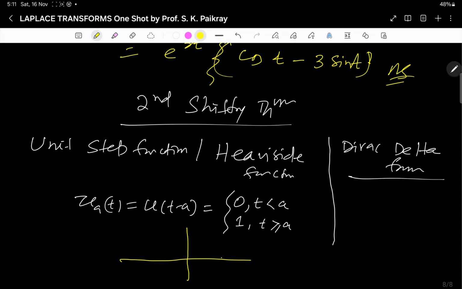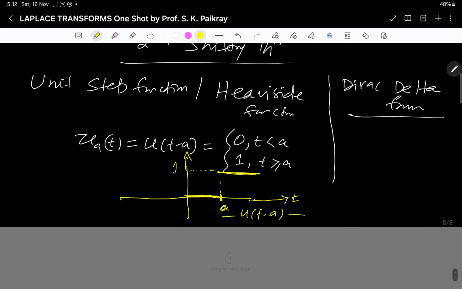So for t greater than a, it is my 1 here. And less than a, it is my 0 here. I just make it bold here. Okay, so this is the graph of u(t minus a), the unit step function. The graph is like this. This is the t axis.